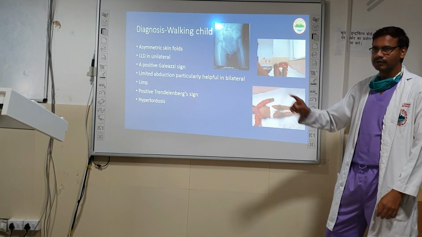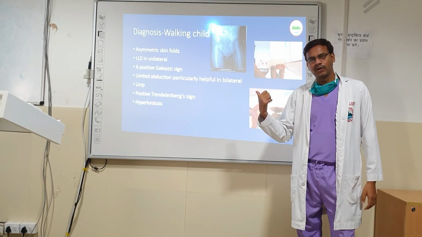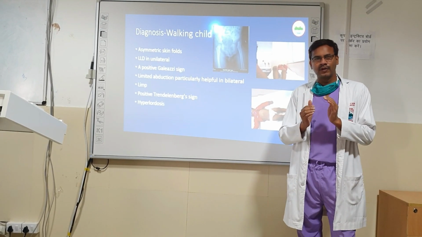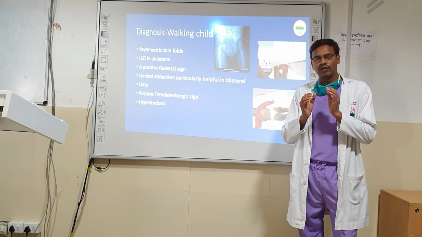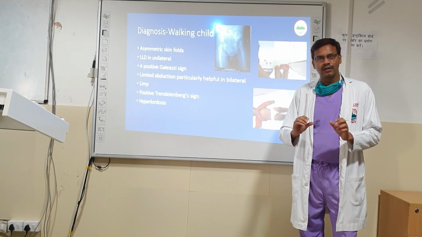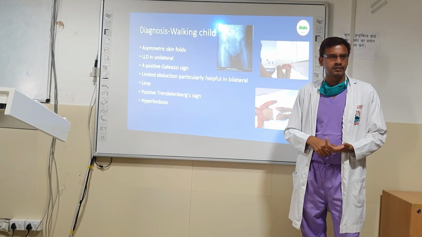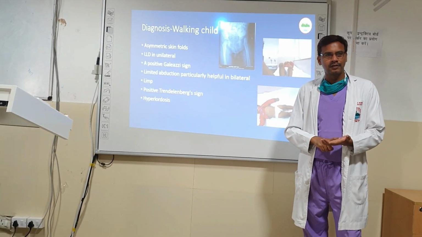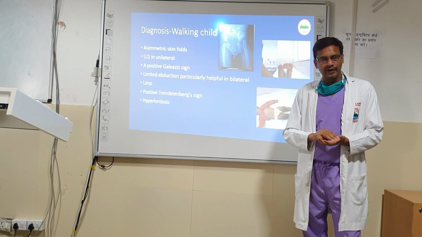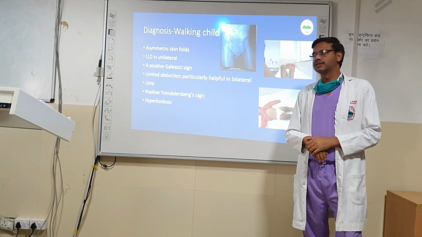Now hyperlordosis, mind you, this is very important. In bilateral DDH, a very important finding is hyperlordosis. There will be a waddling type of gait, and on careful examination there will be limitation of abduction bilaterally, and if you look at the lordosis of the lumbar spine, there will be hyperlordosis. So limping which is suspicious, waddling gait and hyperlordosis point towards the diagnosis of bilateral DDH. Next.